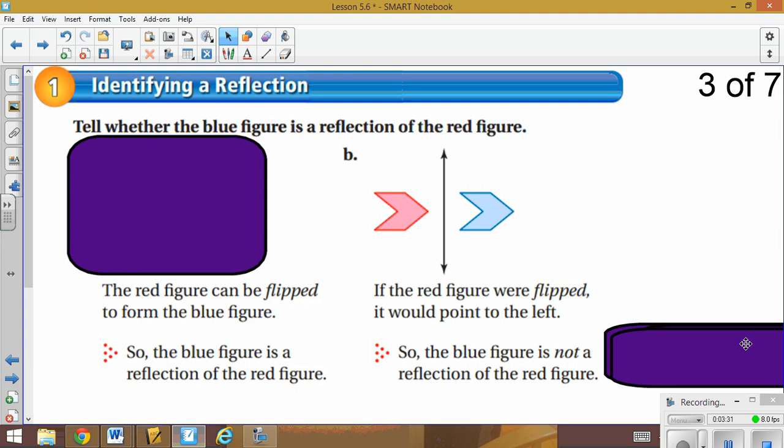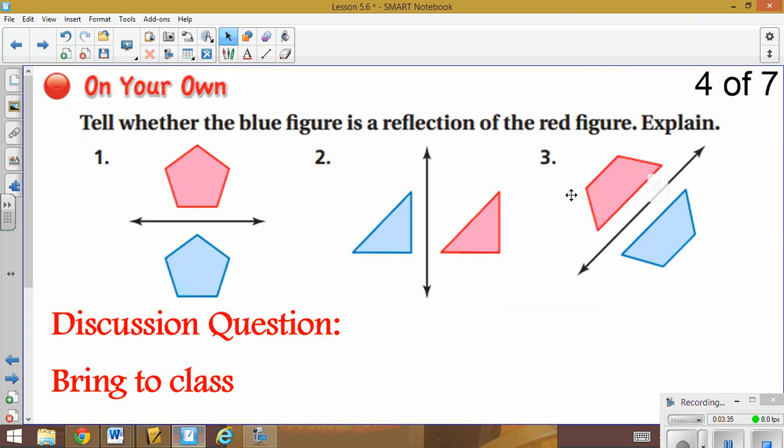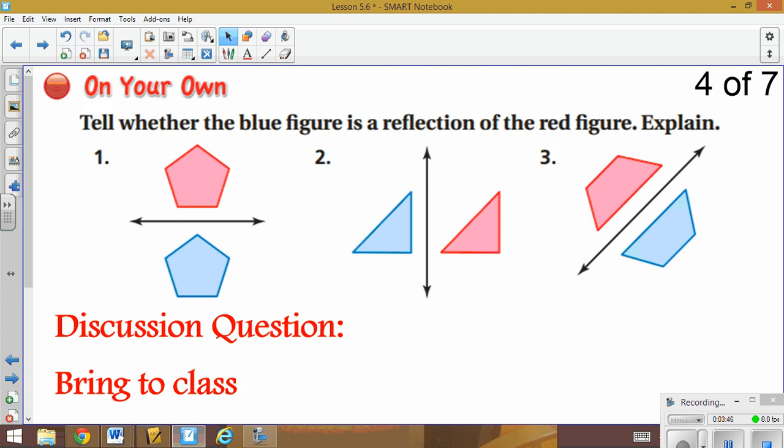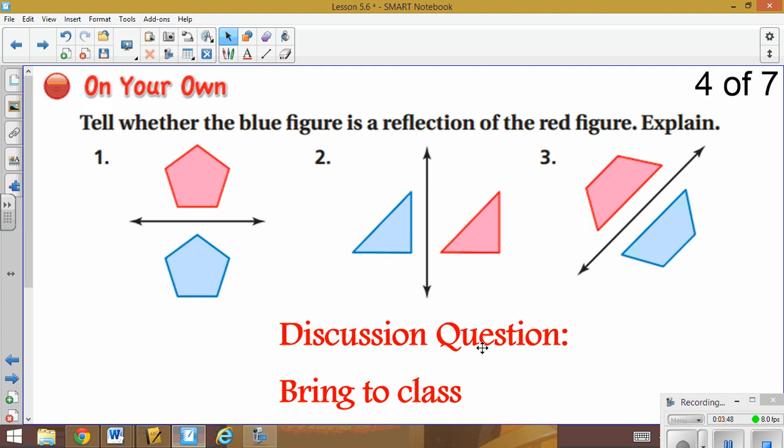Okay, so let's move on to slide number 4. You're going to do this on your own. You're going to tell me if the blue is a reflection of the red, and you're going to explain. So tell me yes, no, and why. This is a class discussion question, so please be sure you have these ready for a class discussion tomorrow.